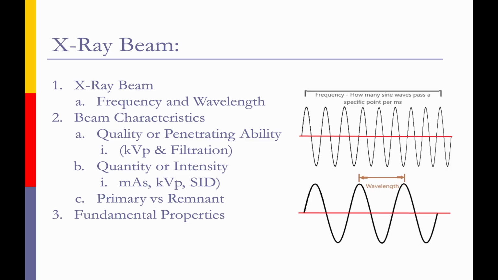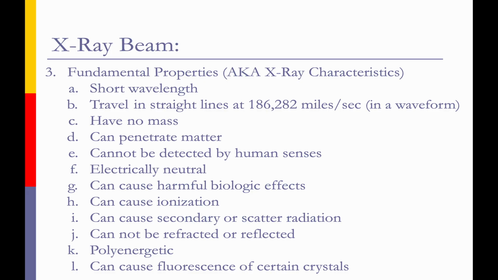And the last section of this is the X-ray beam fundamental properties. So there's a lot of fundamental properties. They have a short wavelength. They travel in straight lines at the speed of light, which is 186,282 miles per second. Now, they do travel in that waveform, but they do travel in a straight line, and that waveform does not expand with distance. It stays in that tight waveform. They have no mass. They are pure energy, so there's no weight to them.